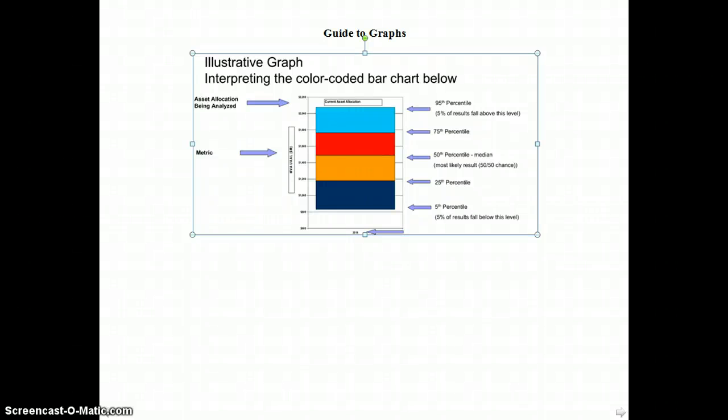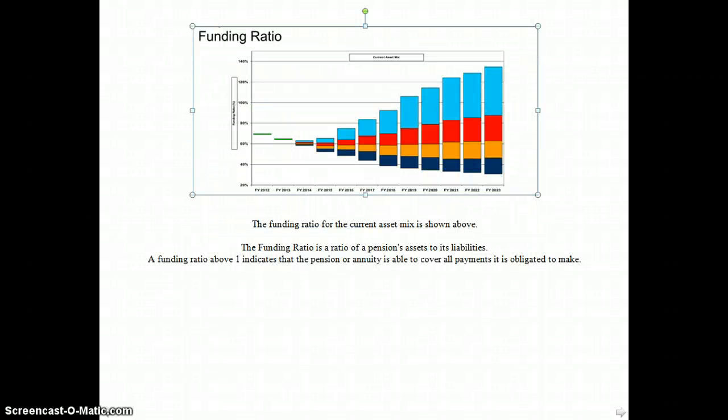So let's move to the next slide here to take a look at how this is used. So here's a pension plan forecasting its funding ratio. And the funding ratio is a pension plan's assets compared to its liabilities. So liabilities are the present value of the future pension benefits that the plan is to pay out. And of course the assets are simply what they have today.